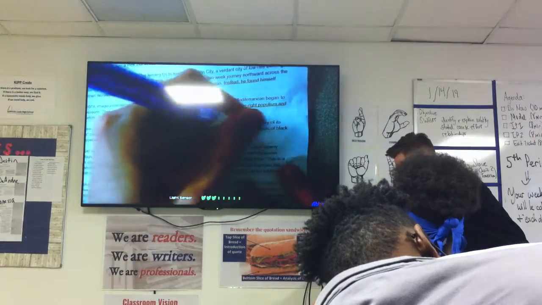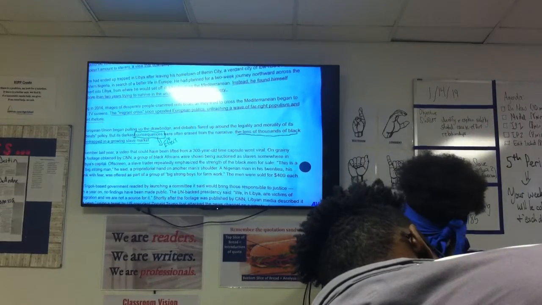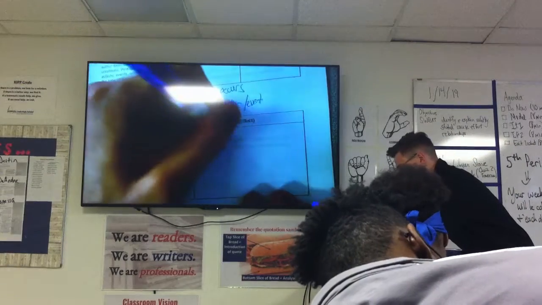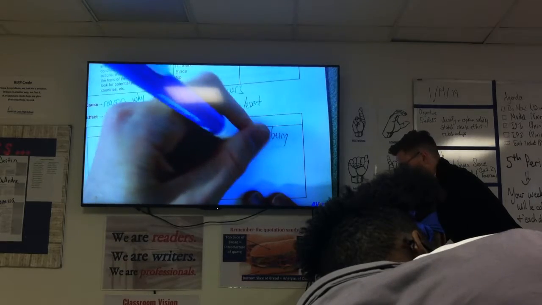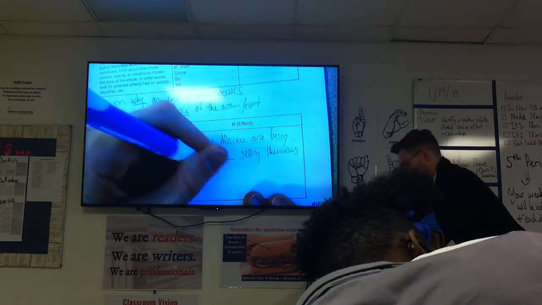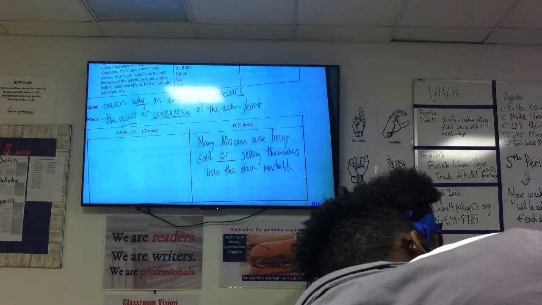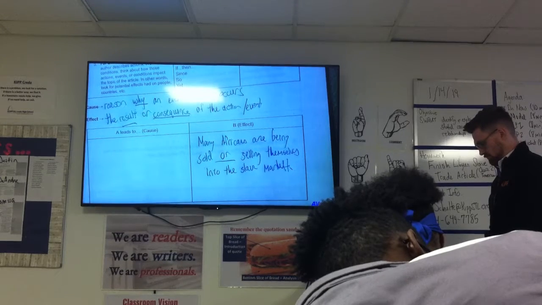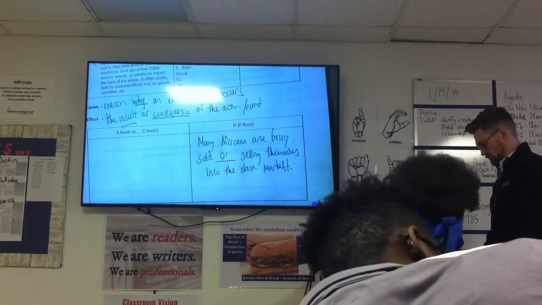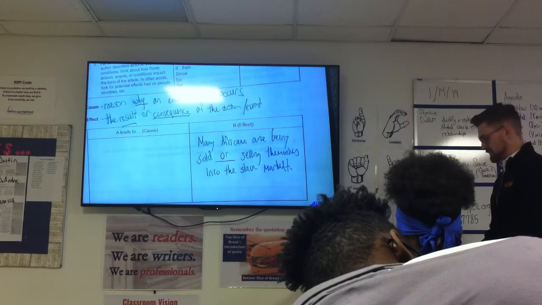So right here, I'm going to underline the tens of thousands of black Africans entrapped in a growing slave market. So there's a consequence here, and it seems to be that people are becoming part of a slave market. So after I underline that, I'm going to go back to my packet and write in the effect box, many Africans are being sold, or, and you'd know this if you read, or they're selling themselves into the slave market. Okay, so that information came earlier in the text, the selling themselves part. Many Africans are being sold or selling themselves into the slave market.